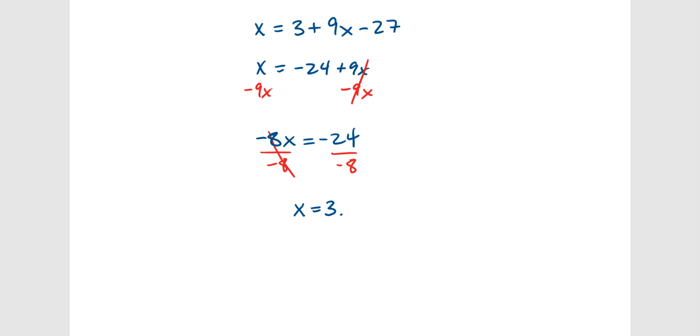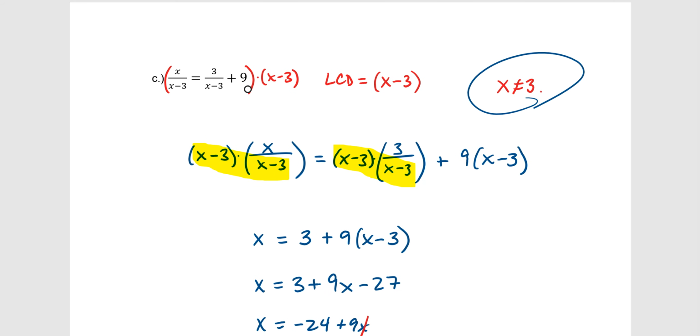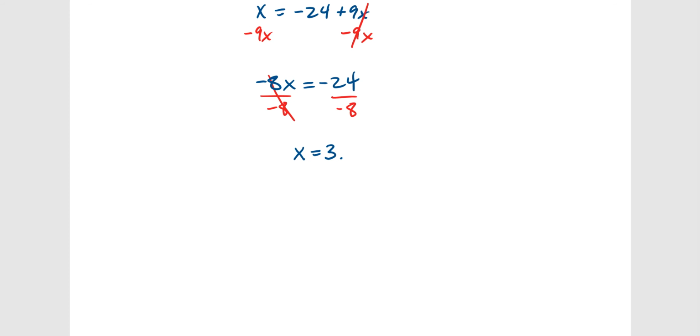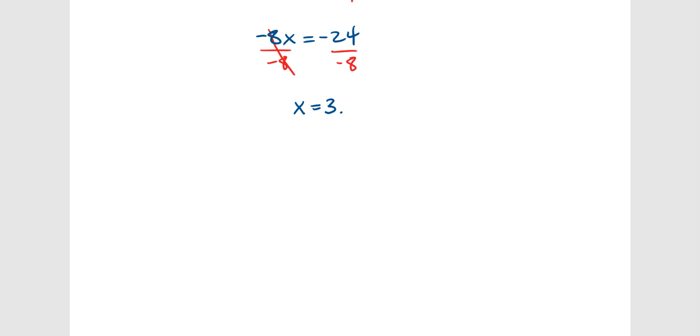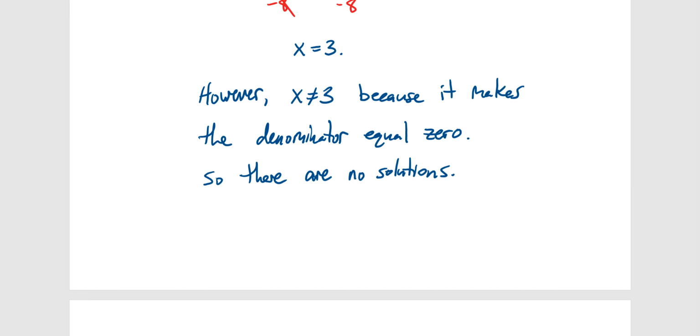So if we remember what we had before, all the way up here on the right, we said x cannot equal 3 because that makes the original denominator 0. So since we got an answer of x equals 3, that actually means there are no solutions, because that value is out of this domain. Since our answer cannot be 3, there are no solutions here. So this is an example of an equation that has no solutions.